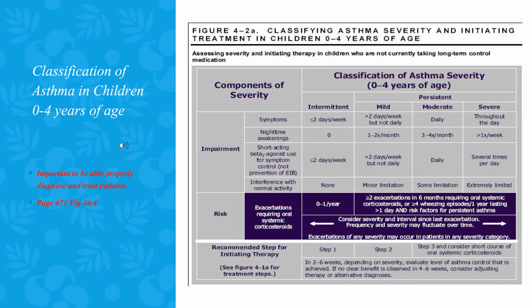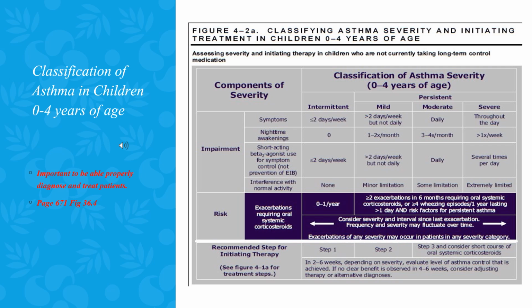So this first table is the classification of asthma in children 0 to 4 years of age. There's a different table for different age groups. You need to review table 33.2 on page 524. There's also figures 33.3 and 33.4 that are important to know. You need to know each classification, intermittent, mild, moderate, severe, because this tells you what medication you're going to start them on and how you're going to progress.